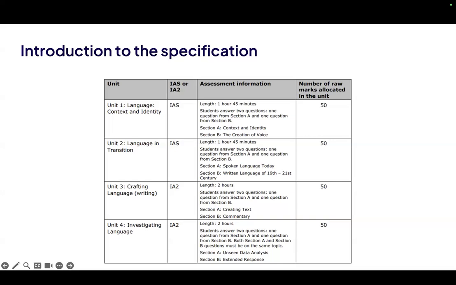There are 2 sections, A and B. Section A is, this time, the creating their own text, and section B is where they comment on the text that they have created. There are only 2 questions. They don't have a choice. Section A has 1 question and section B has 1 question. They have to answer both.